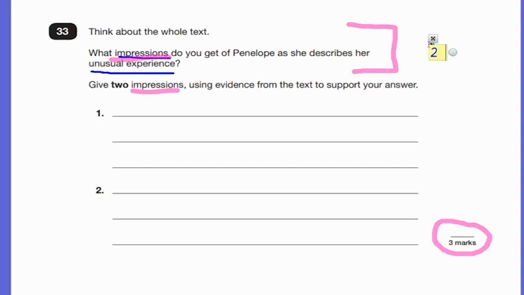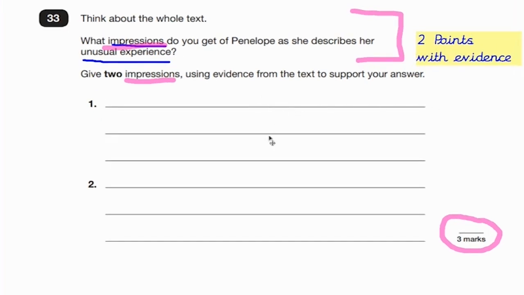Now, it's a 3-mark question, which means that in order to get the 3 marks, you have to give 2 points and you have to support at least one of your points with evidence, okay, from the text. So 2 points, at least one with evidence. And that's what I say to my class, can you give 2 points and support at least one with evidence from the text? And that will be the formula to get those 3 marks, okay?